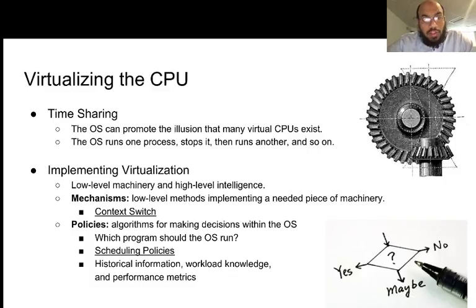To implement virtualization, to implement this time sharing, you need low level machinery and high level intelligence. You need mechanisms to be able to switch between the different processes. You need policies or algorithms for deciding which process runs now, and these are called scheduling policies. We will talk extensively about scheduling. Actually, today we'll start talking about scheduling, but during the course, scheduling is a major component.